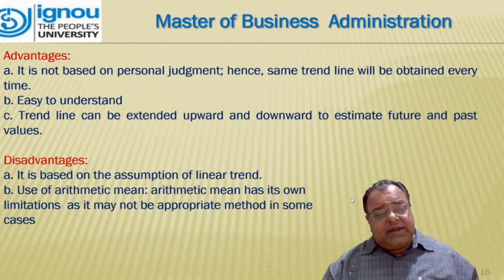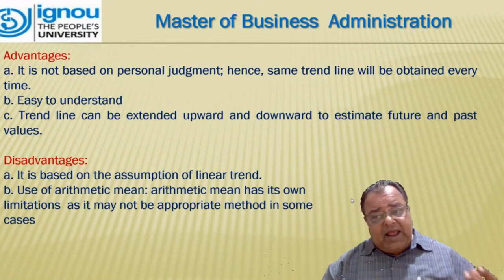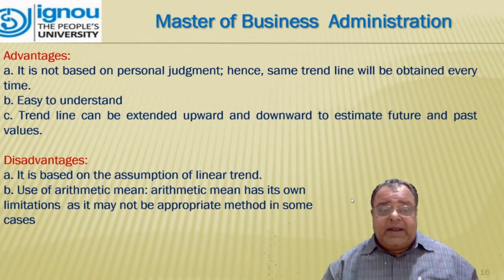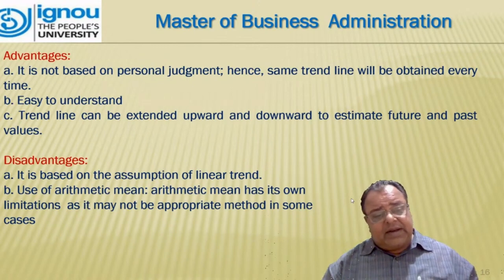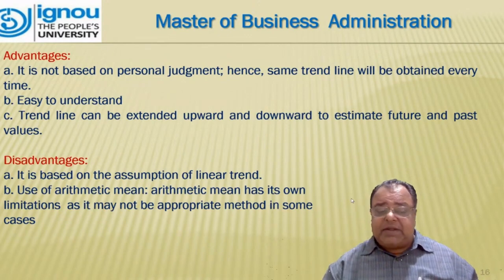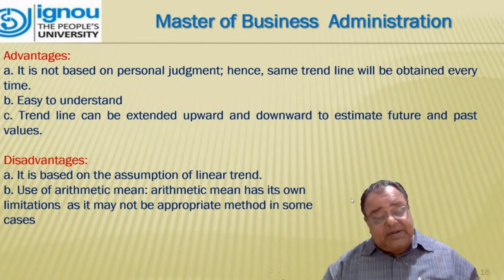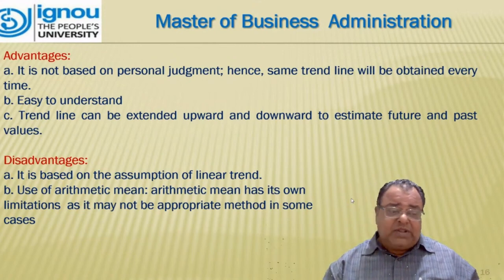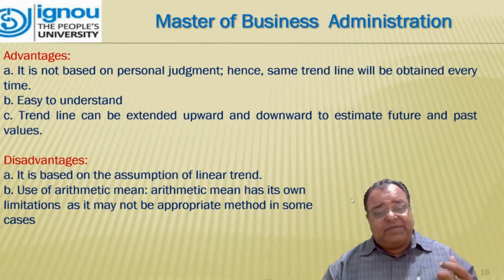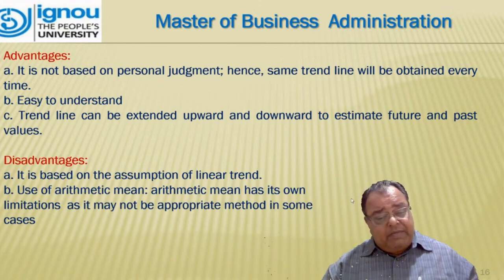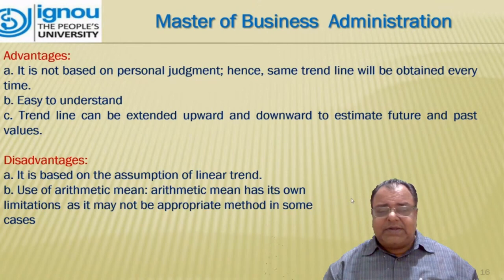Some of the advantages: it is not based on personal judgment, hence the same trend line will be obtained every time. It is easy to understand and the trend line can be extended upwards and downwards to estimate the future and the past values. Since there are some advantages, no doubt there will be some disadvantages also for this method, as it is based on the assumption of linear trend. Use of arithmetic mean: arithmetic mean has its own limitations and it may not be an appropriate method in some cases.